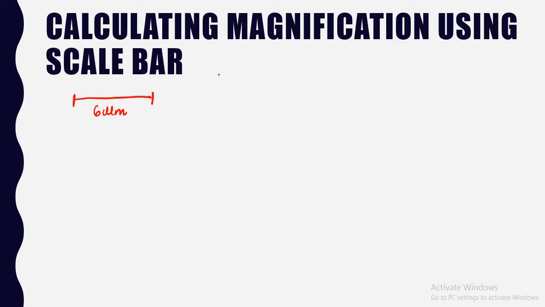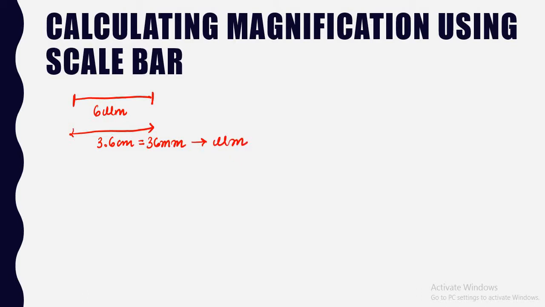So first step, what you will do is you will take a ruler again and you will measure the length of this scale bar, like how you were measuring the length of the micrograph. So here you are measuring the length of this scale bar. When we do that, it will come around somewhere 3.6 centimeters, that is equal to 36 millimeters. So the length of the scale bar is 36 mm. What you will do next is convert millimeters into micrometers.